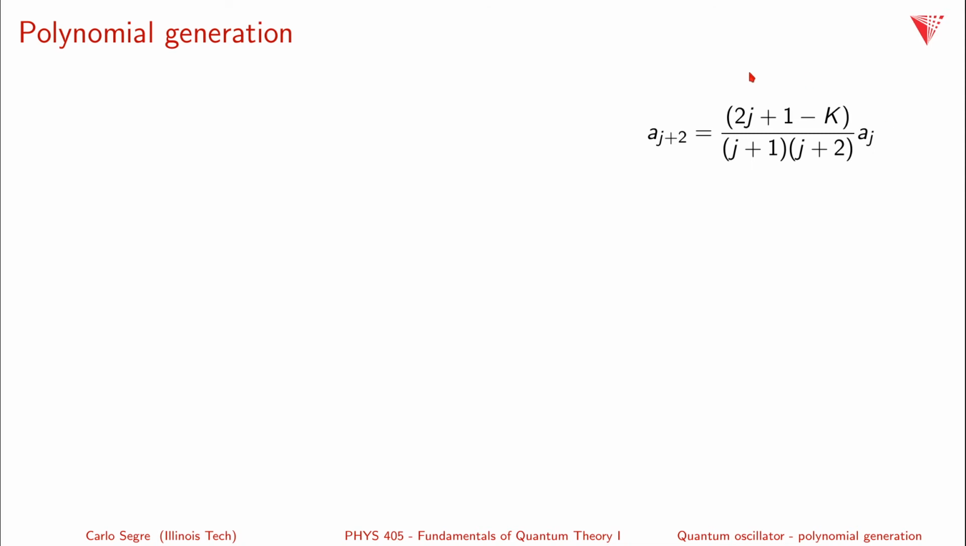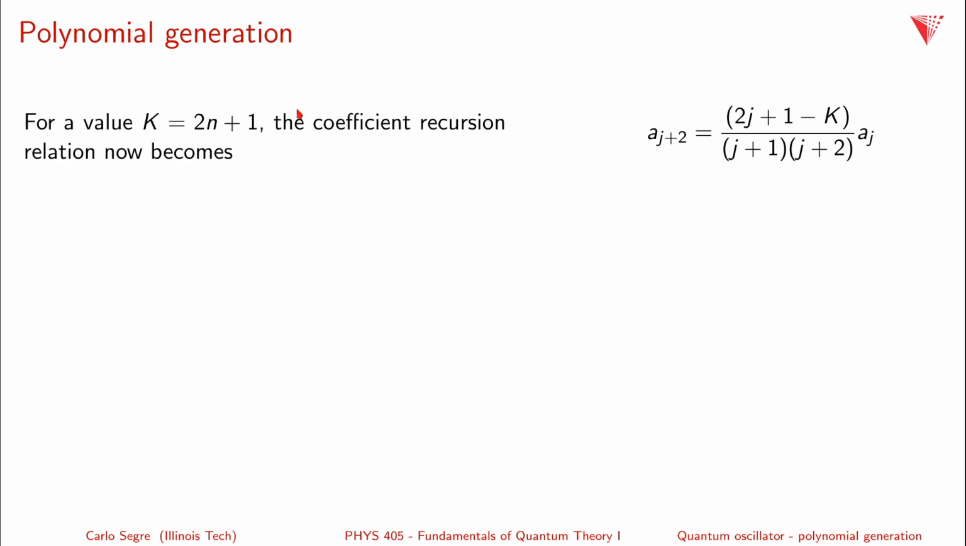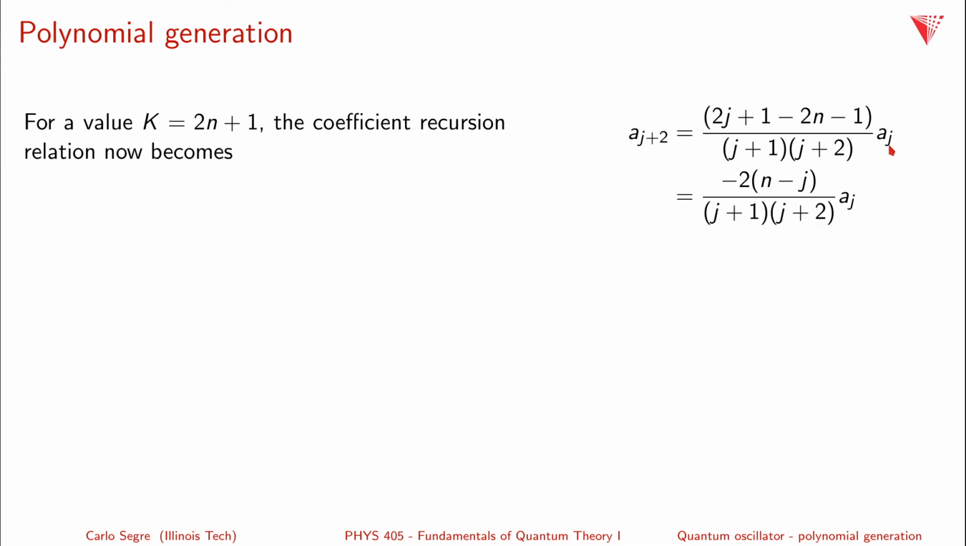So now we can use this to generate the polynomials given a specific value of n that terminates the series. So let's start with realizing that k is equal to 2n plus 1. We now have a coefficient recursion relation that becomes a sub j plus 2 is (2j plus 1 minus 2n minus 1) over (j plus 1) times (j plus 2) times a sub j. Or minus 2 times (n minus j) over (j plus 1) times (j plus 2) times a sub j. So you can see that when j is equal to n, then the j plus 2 coefficient is 0.